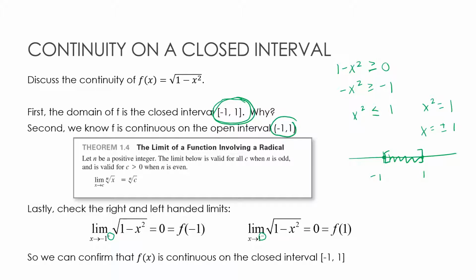And we can in fact confirm that because the limit as x approaches -1 coming from the right is 0, and that's the same as f of -1, because if I plugged -1 up here, I would get 0. And if I plugged it in from the left-hand side, again, direct substitution, I get 0. f of 1 is also 0. Because the function is continuous on the open interval and the left-hand and right-hand limits match the value of the function at those points, we can confirm that it's continuous on the closed interval.